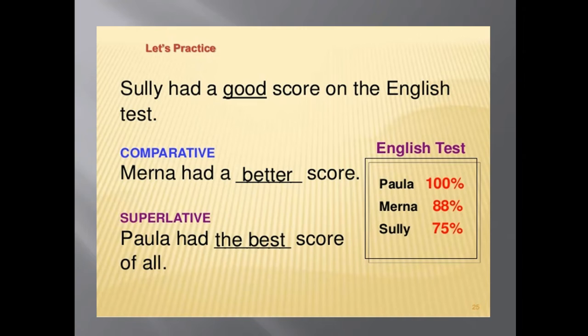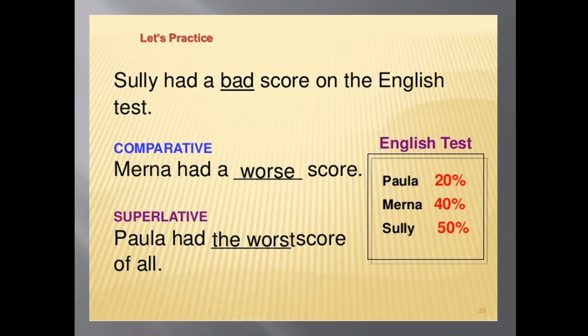Let's practice. Sully had a good score on the English test. As you can see, Paula, Myrna, Sully. So comparative, if you want to compare between two, Myrna had a better score. Paula had the best score of all.